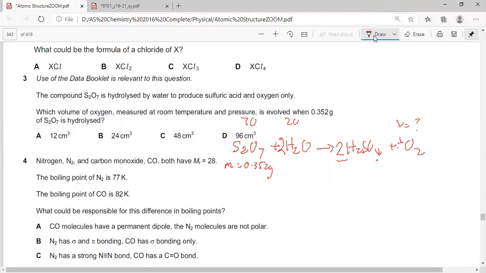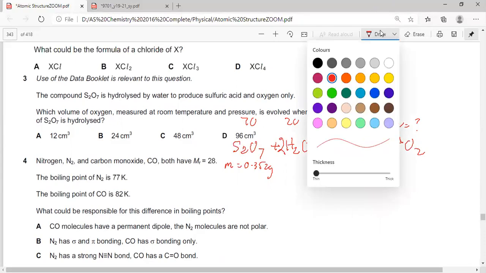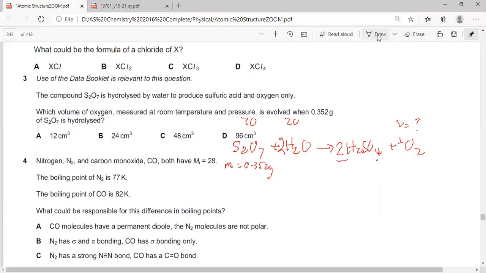Okay, half. Easy, isn't it? So convert this to number of moles. Always 0.352. Now what's the MR for this one here? I worked it out already. You can do it yourself, just to make it easier for us. 176 divided by 176.